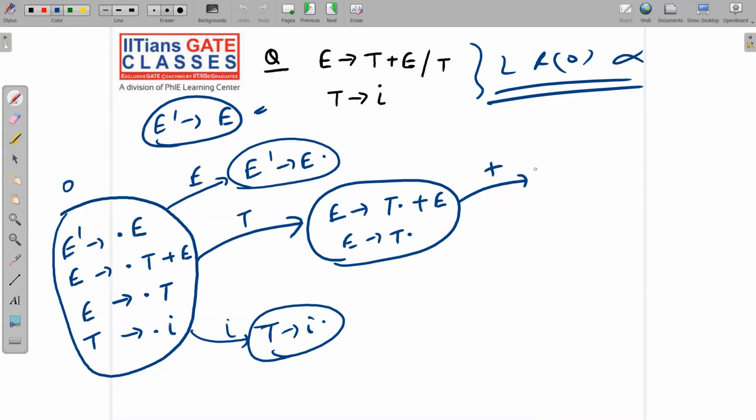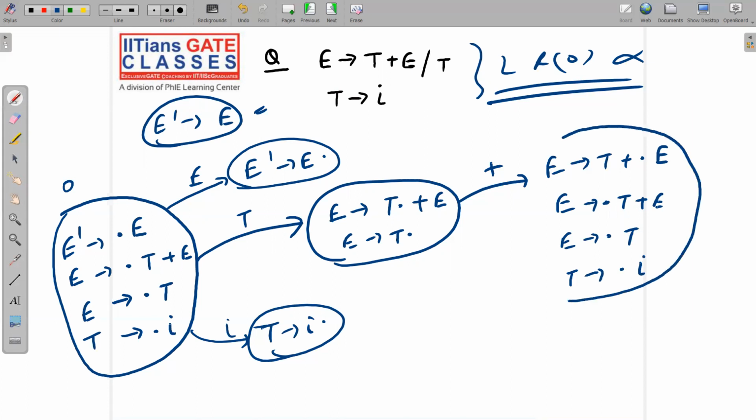Okay, yes. So on reading plus, E implies T plus dot E. Since dot is present in beginning of E, so I will apply all the E productions. E implies dot T plus E, with dot in the beginning. And E implies dot T. Since dot is present in beginning of T, so I will apply all the T productions also.